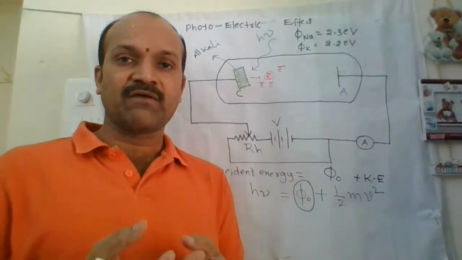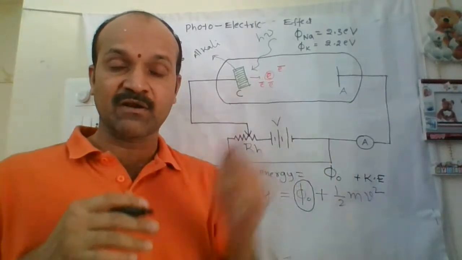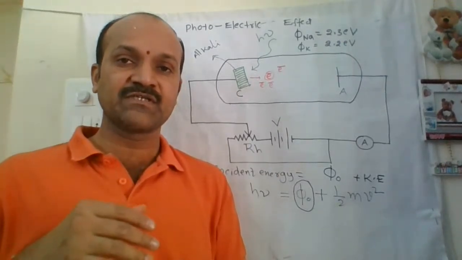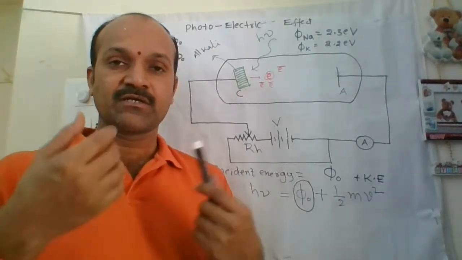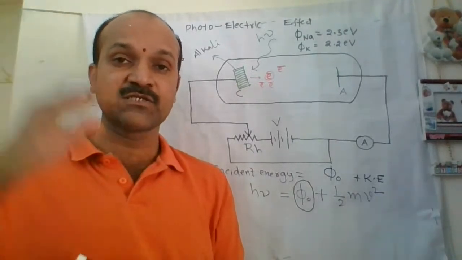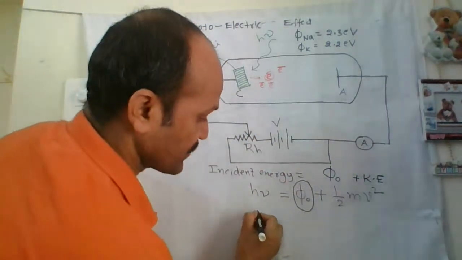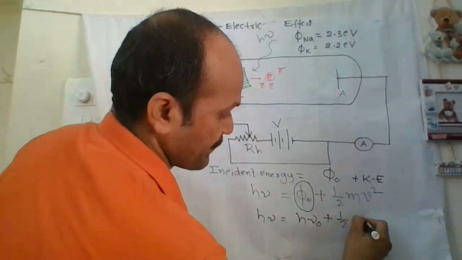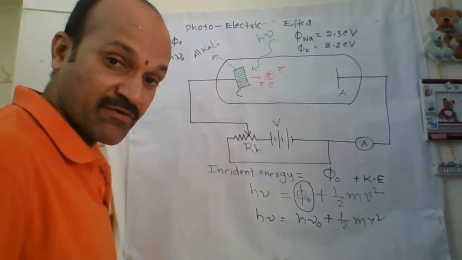So if you want to make the electron move towards another electrode, you should supply more energy, that is, higher energy frequencies. You should make them incident on the metal. Then energy equal to the work function will be absorbed, and with the remaining energy it moves. Is it clear? Let us write that equation with h nu: h nu equals h nu naught plus half mv square.